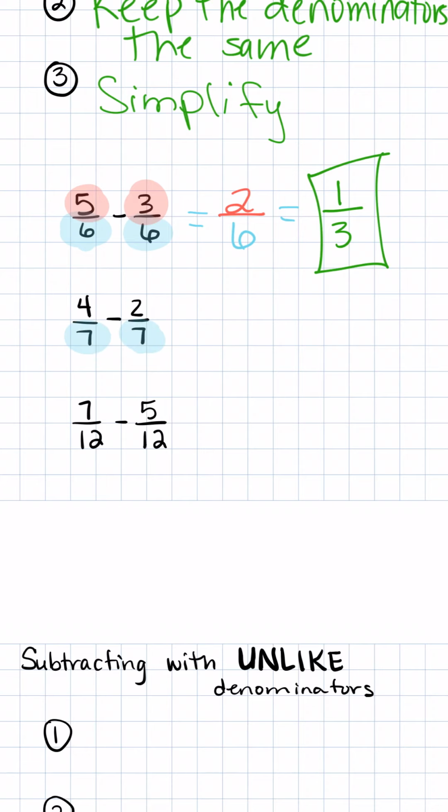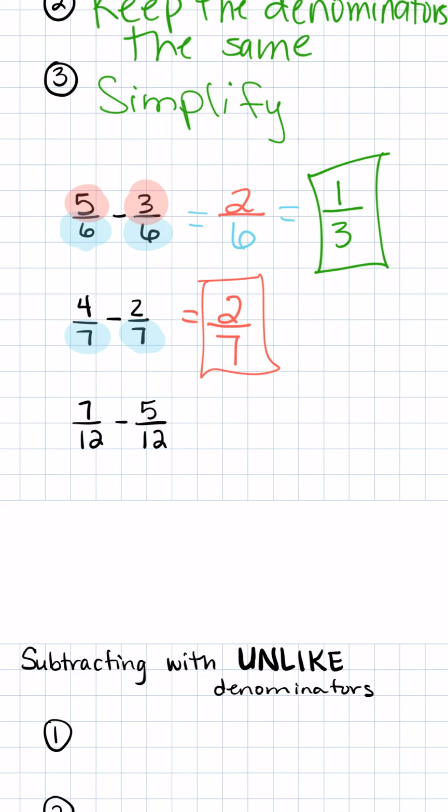This next example, the denominators are the same. So our first step is going to be subtract the numerators. 4 minus 2 is 2. Keep the denominator the same. 2/7, that can't be reduced, so we're not able to simplify, so our answer is 2/7.